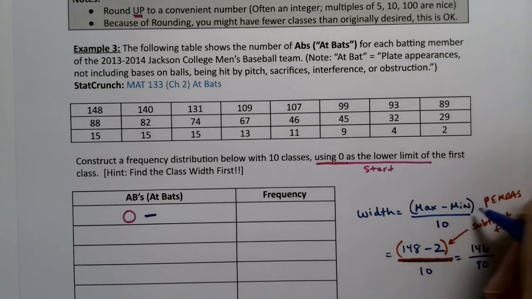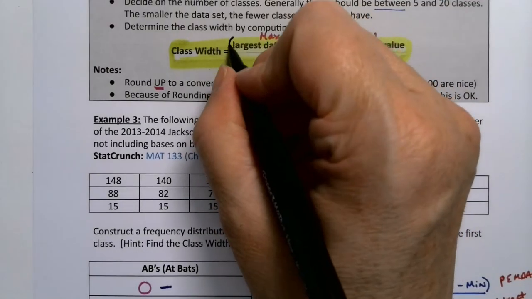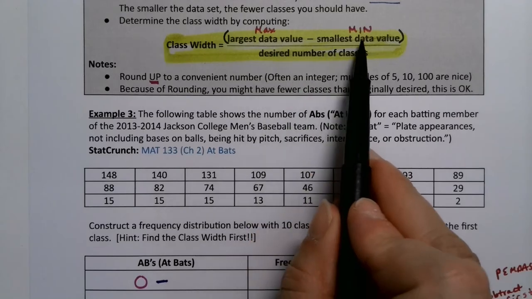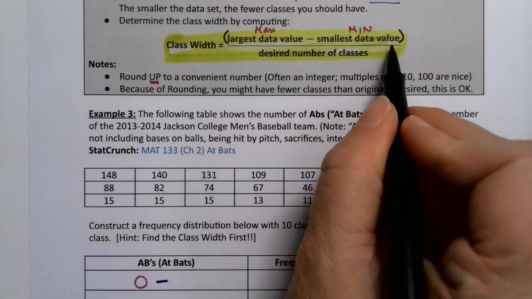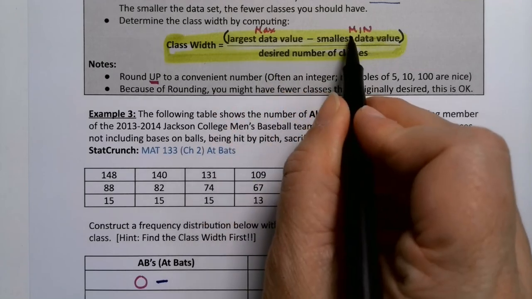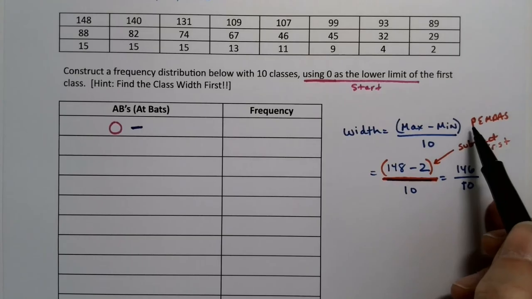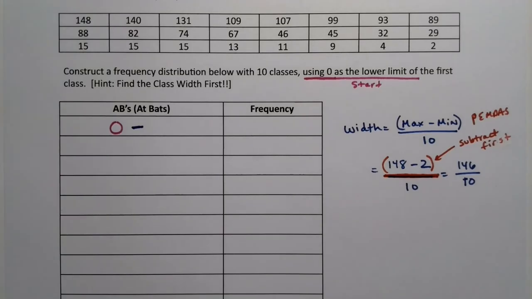And if that's going to be confusing for you, then it doesn't hurt in the formula itself, say if you're writing it on your formula sheet, to put little parentheses around it and say, I have to do largest (max) minus smallest (min) first, because that division sign groups those together in parentheses, and then I divide. Right? Parentheses come before division. So I take 146 and divide it by 10, which is 14.6.